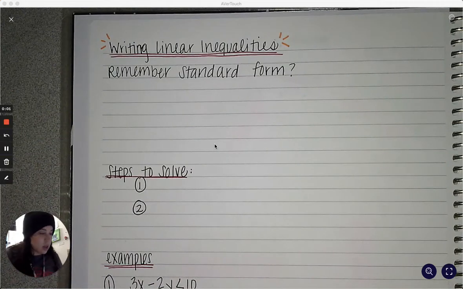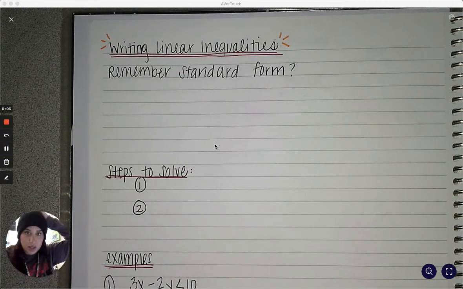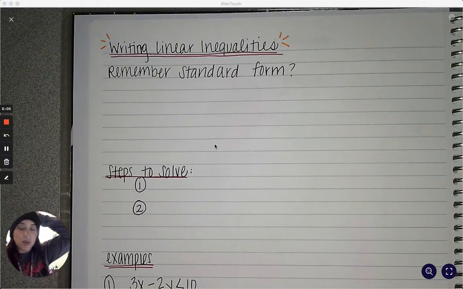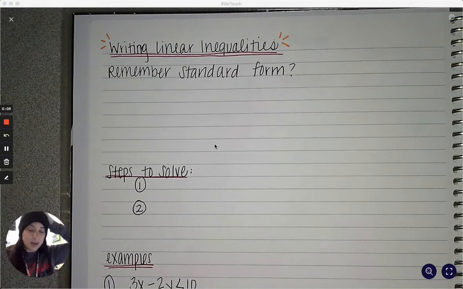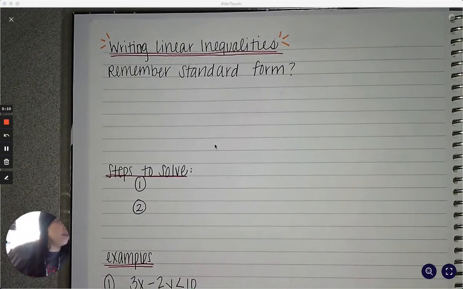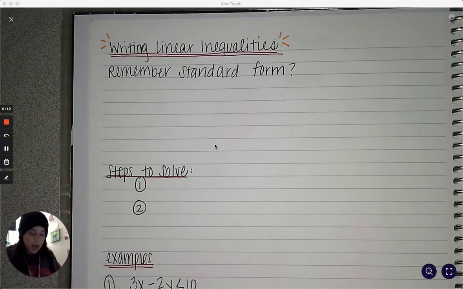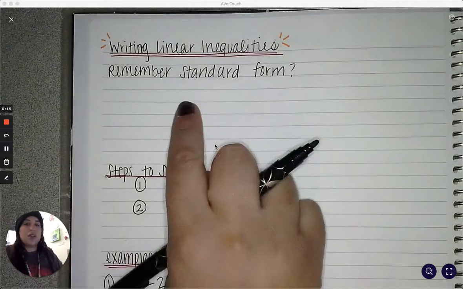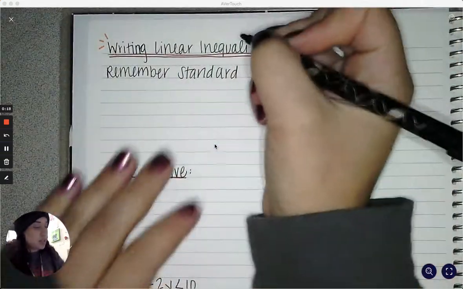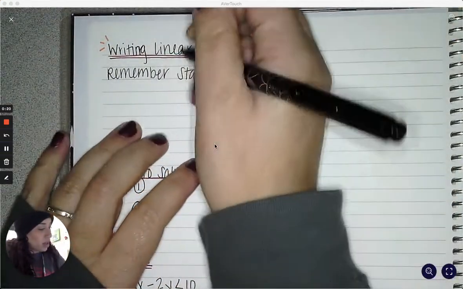Okay, so we've already talked about graphing linear inequalities and we've talked about solving linear inequalities, but now we're going to talk about writing them. And when your EOC and your test ask you to write a linear inequality, they're going to give you something that looks very similar to standard form. So standard form was the one that looked like this.